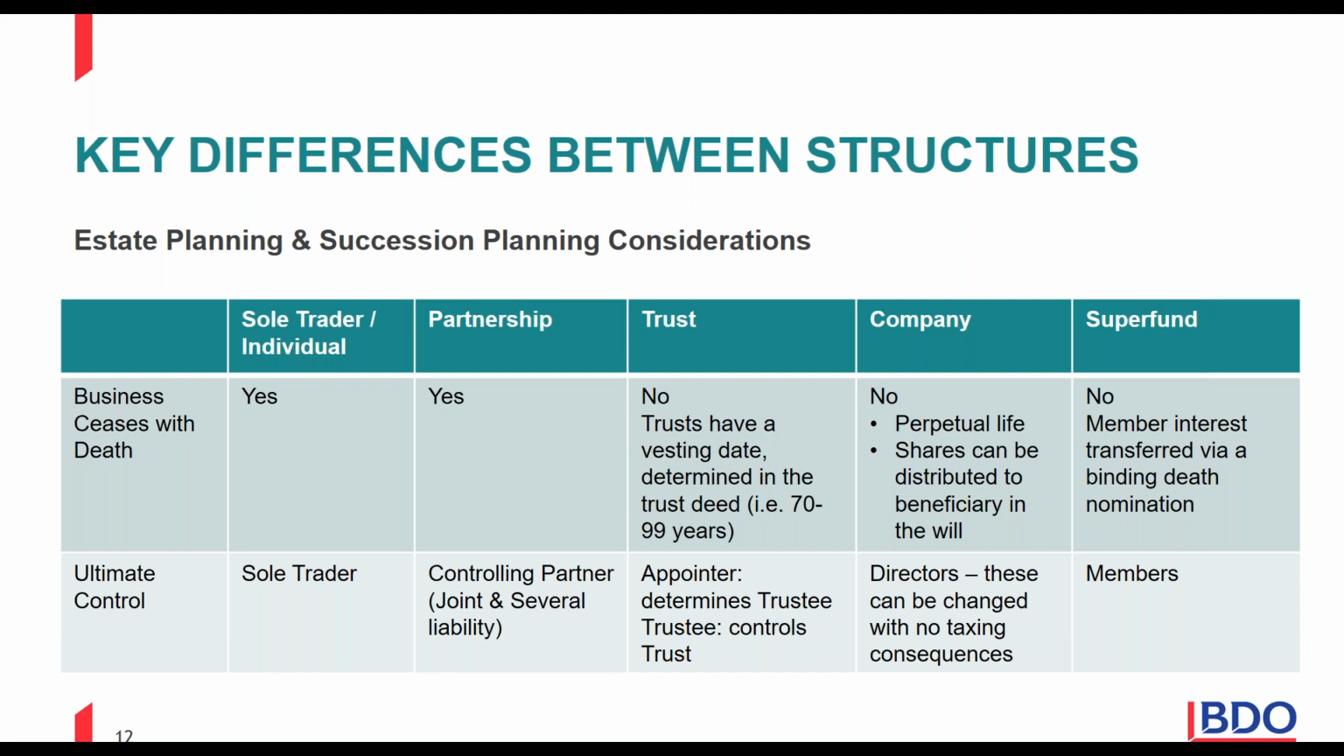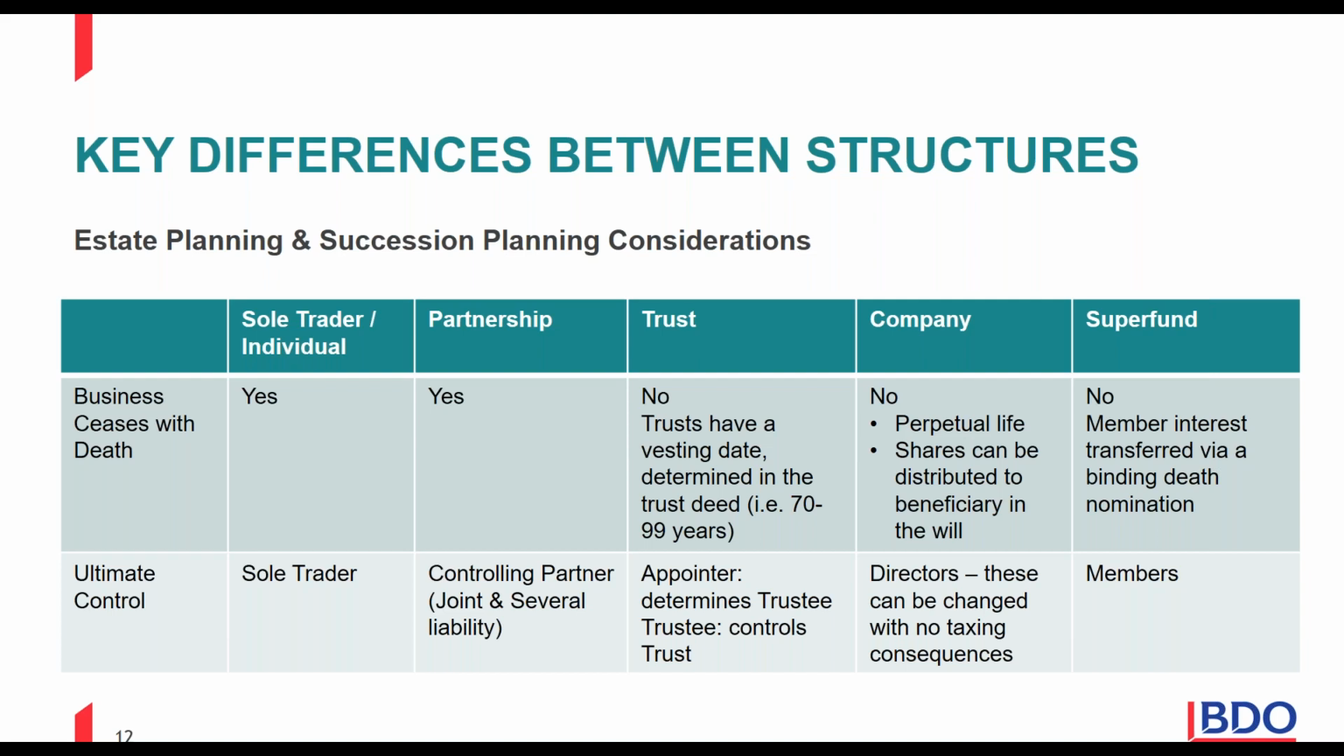Also, who is the ultimate controller within these structures? The sole trader is the individual, but in the partnership there's joint and several control and joint and several liability within the two partners. For the trust, the key person who controls it is the appointer. A lot of people think it's the trustee, but look at the trust deed and see who the appointer is and what happens in the event something happens to that person, because that's the key controller of a trust. That means it can be changed if it needs to be. In the company, the directors have the say over how day-to-day operations are run, and they can be changed with no tax consequences at all.